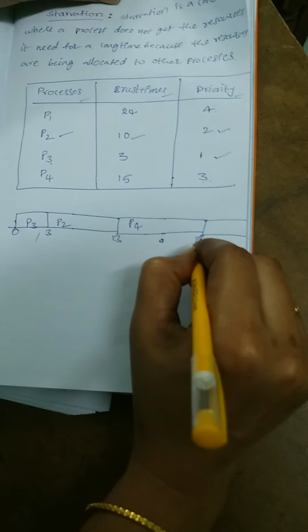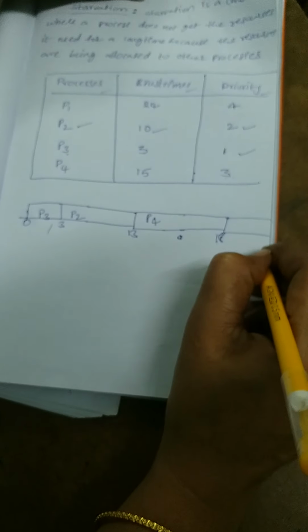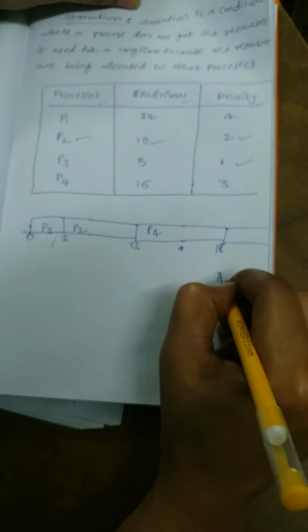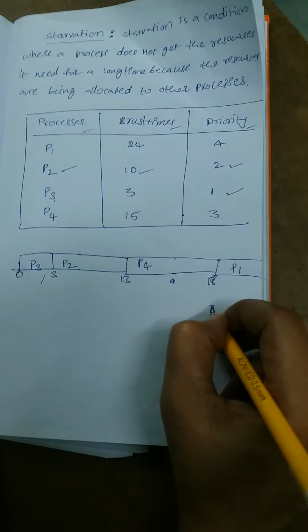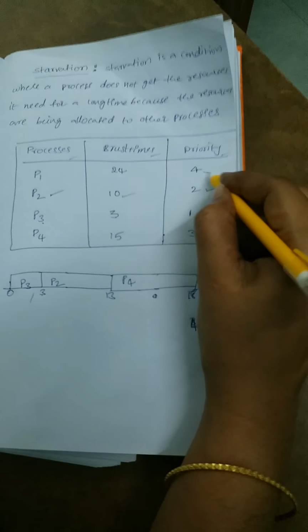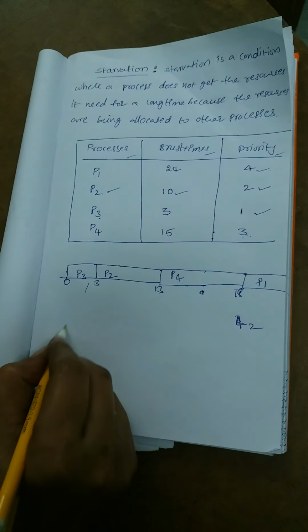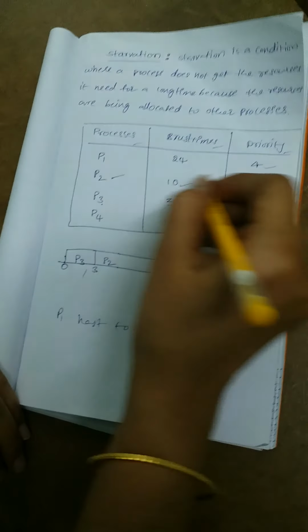and the next priority goes to P1, its burst time is 24. 24 plus 18 equals 42. So process P1's total completion time is 42. This is the fourth priority. If we observe here, the process P1 has to wait until the remaining processes complete.